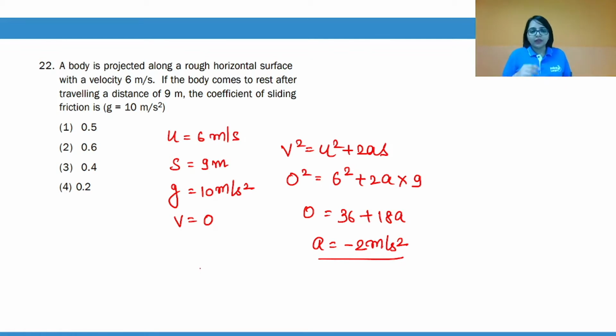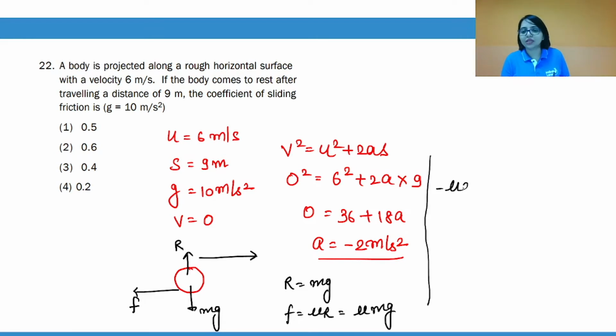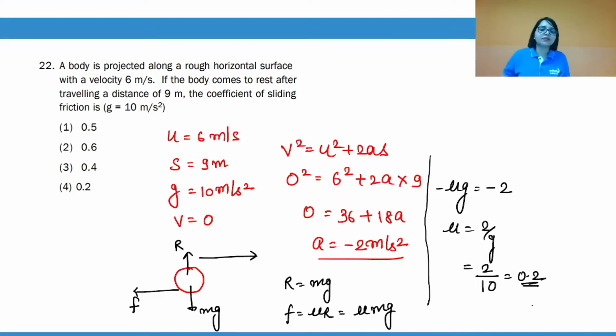Fine. Now, if the body is moving in this direction with some velocity, then friction force acts in this direction, right? mg will be downwards and normal reaction R will be upwards. So R is equal to mg and friction force is nothing but mu into R, right? So basically mu mg is the friction force, right? So retardation produced by this friction force will be mu g. So you can see that minus mu g is equal to minus 2. So mu will be 2 upon g, that is equal to 2 upon 10, and it is 0.2. So coefficient of sliding friction is 0.2, which is option 4.